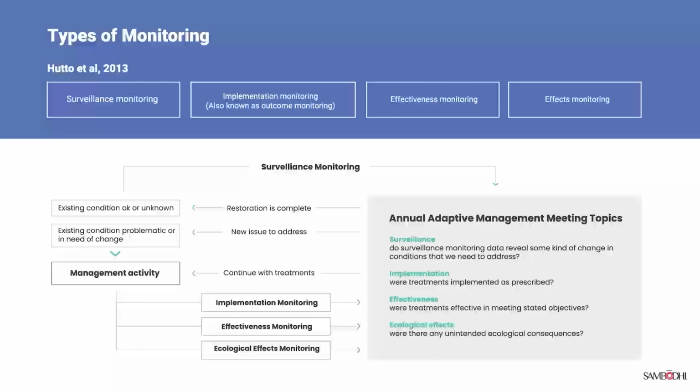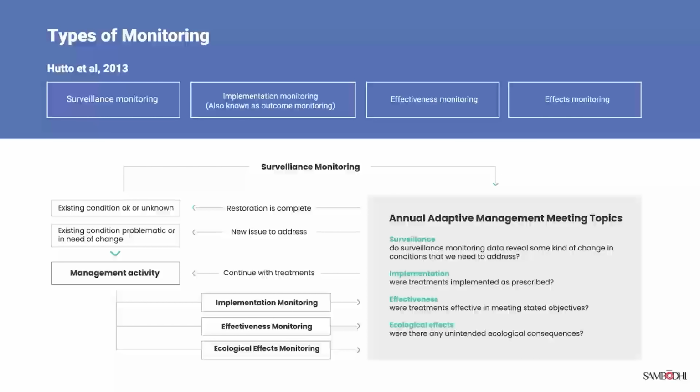Effectiveness monitoring will be necessary to determine whether the activity achieved the explicitly stated short-term and long-term goals. Lastly, ecological effects monitoring will be necessary to determine whether there were any unintended consequences that threaten the long-term ecological sustainability and biological diversity of the entire system.